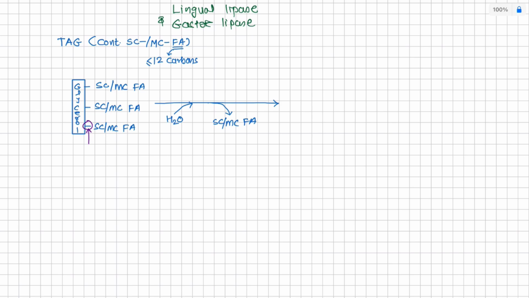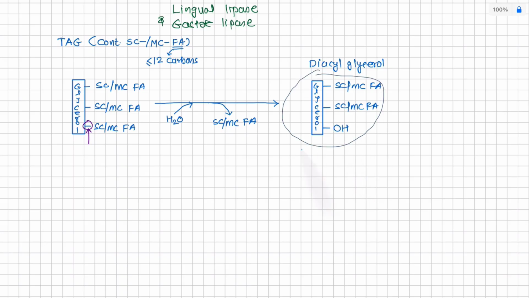The result is a diacylglycerol, that is a glycerol with a fatty acid still attached at position 1 and 2, but position 3 now has just a hydroxyl group. So this is the structure of 1,2-diacylglycerol.